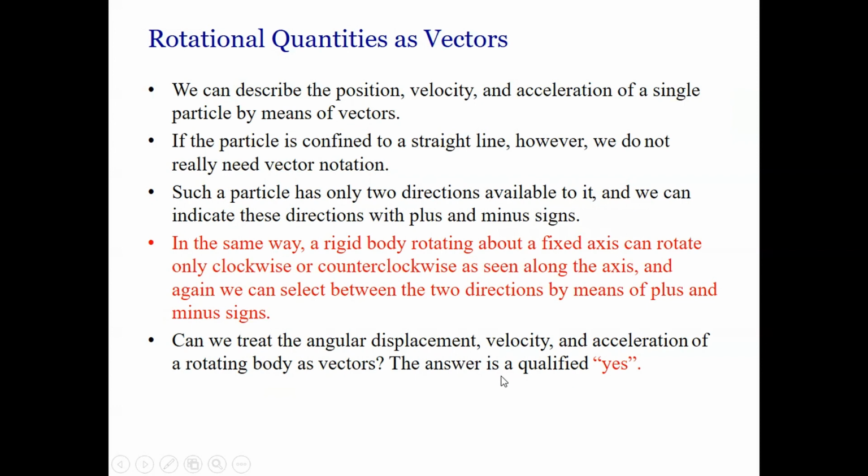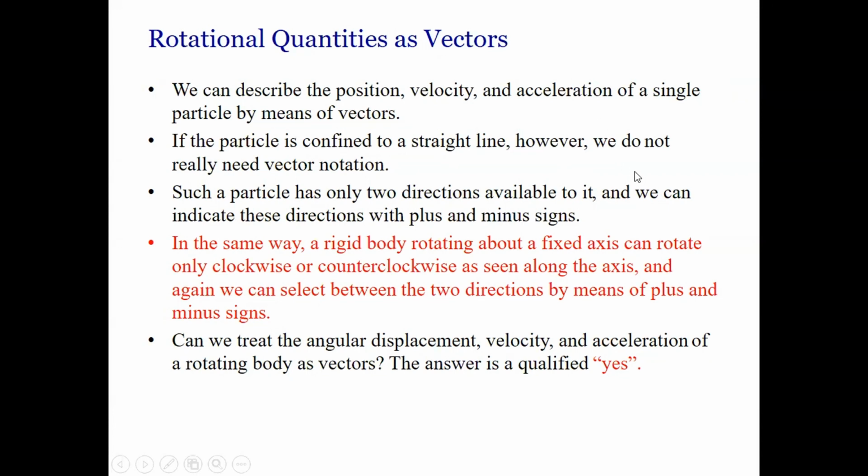Now we come to an important idea: whether rotational quantities are vectors or not. Roughly speaking, we can say that the position, velocity, and acceleration of a single particle are all vectors. If a particle is confined to a straight line, we do not really need vector notations, but we know that it is a vector. Such particles have two directions available to them, they indicate their direction by plus and minus signs, and we can specify them as vectors.